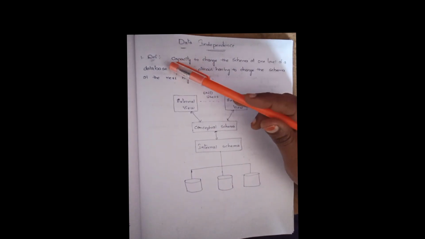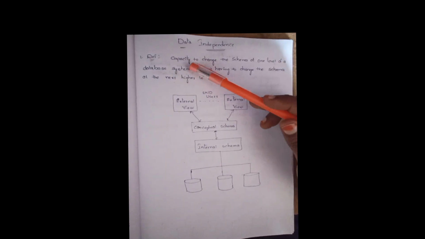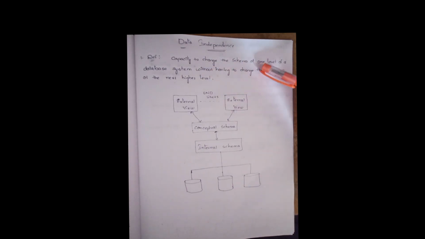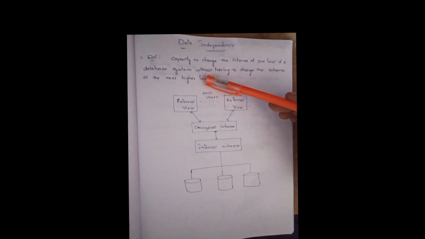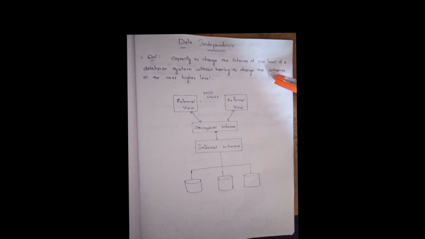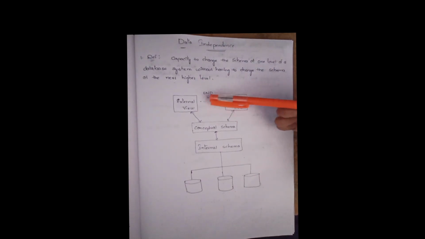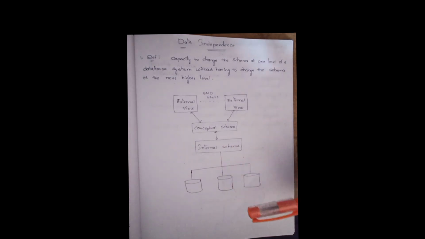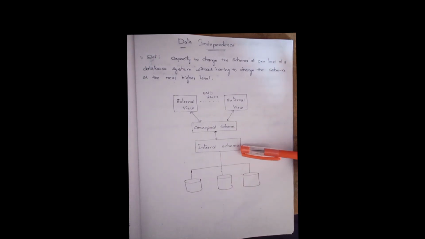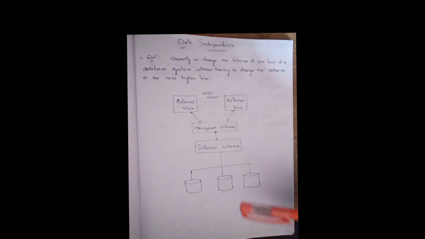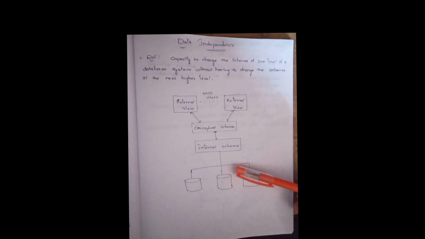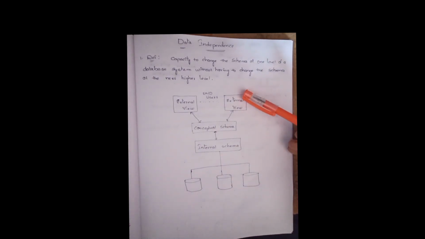Data independence can be defined as the ability or capacity to change the schema at one level of a database system without having to change the schema at the next level. That is, without data independence, if we make any changes at the internal schema or internal level, then we have to change the higher levels too. But with data independence, when we change the schema at one level, it doesn't affect the schema at higher levels.